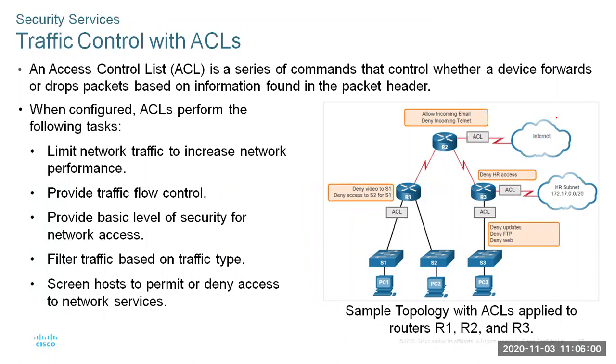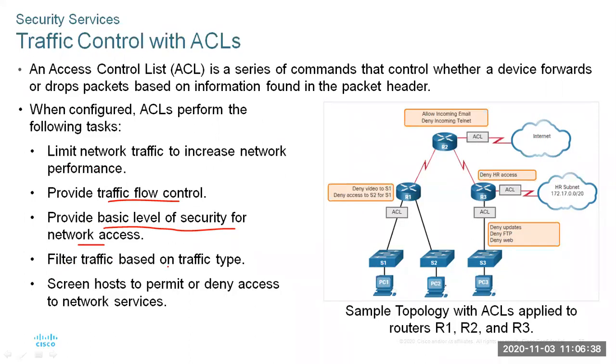An access control list is a series of commands that control whether a device forwards or drops packets based on information found in the packet header. When configured, an access list limits traffic to increase network performance. It provides flow control, provides a base level of security for network access, and filters traffic based on traffic type.